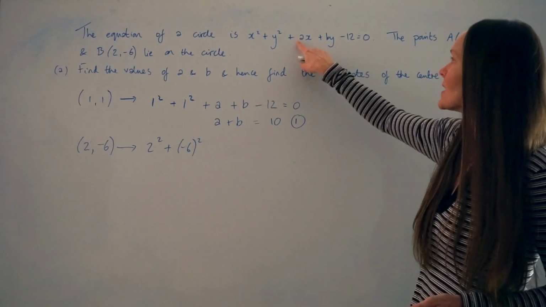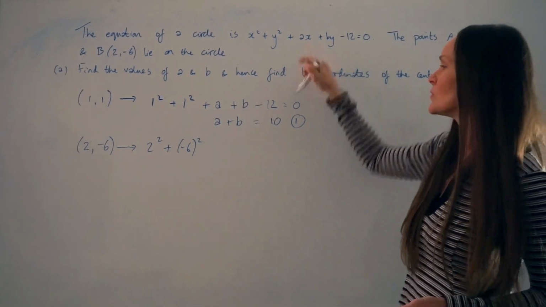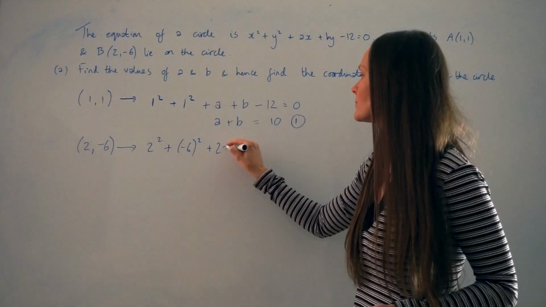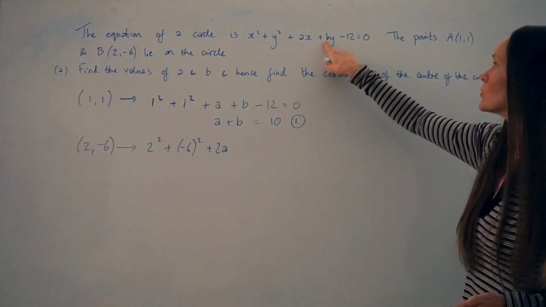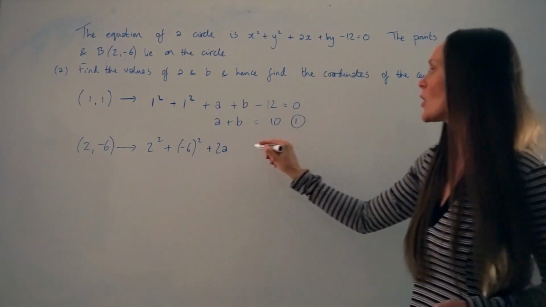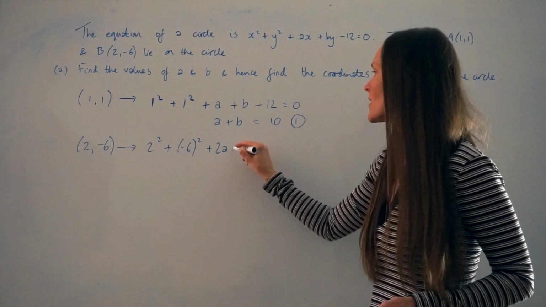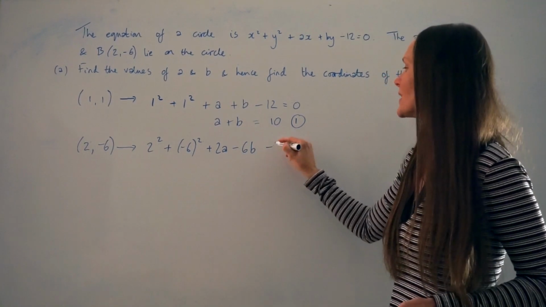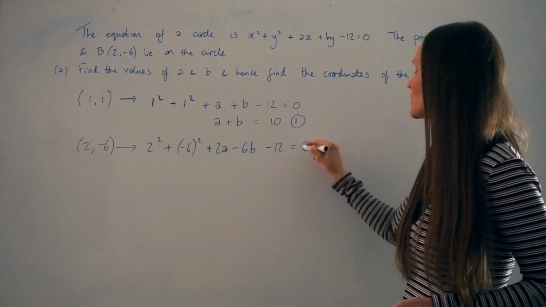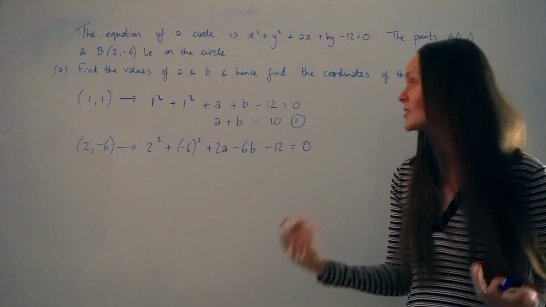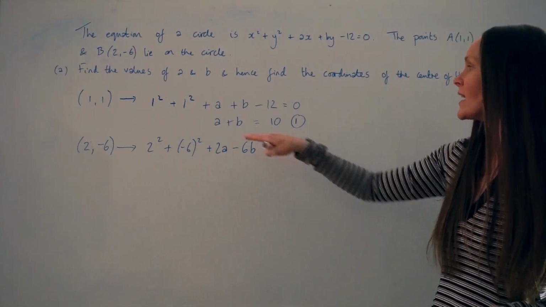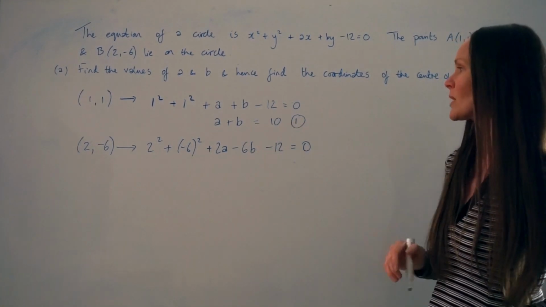Then we're timesing a by positive 2, so that's 2a. And then we're multiplying b by y, so b with negative 6, so that's negative 6b. And then again subtracting 12 and putting it equal to 0. Okay, so I'm just going to simplify this equation and rearrange it so it looks like this one up here.